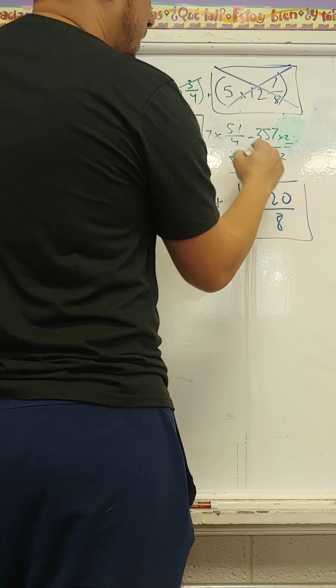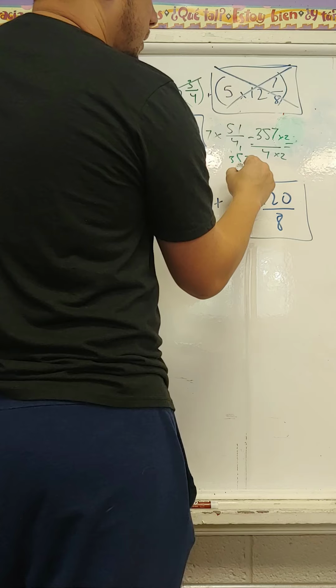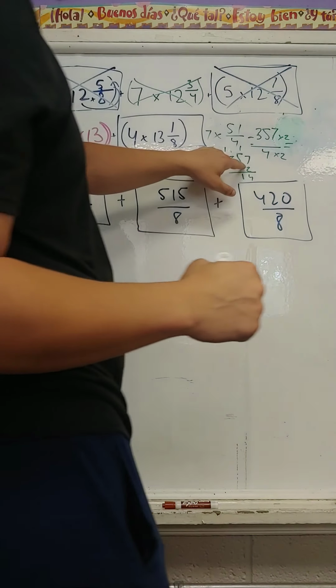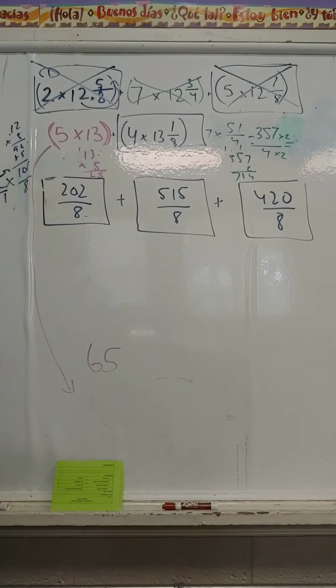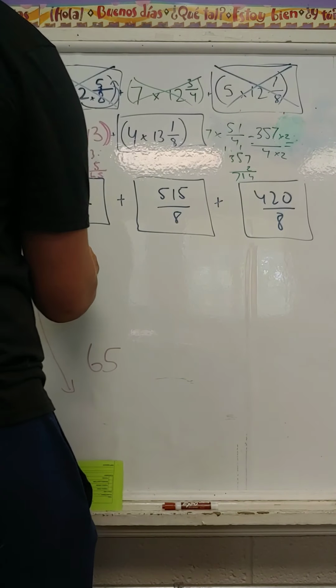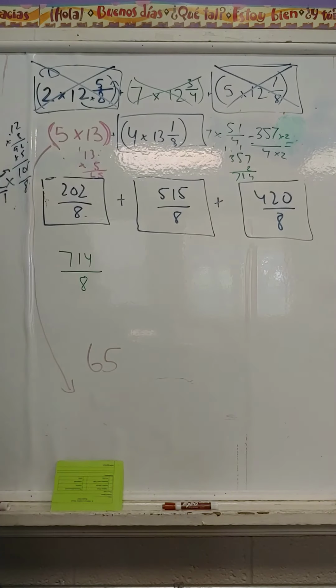2 times 7 is 14. 2 times 5 is 10. Plus 1 is 11. 2 times 3 is 6. Plus 1 is 7. So we end up with 714. Okay, and our denominator will stay the same, and I'll write this here, 714 over 8.